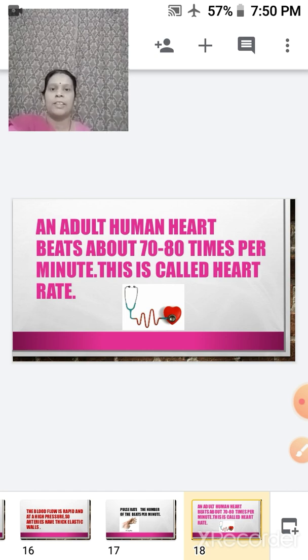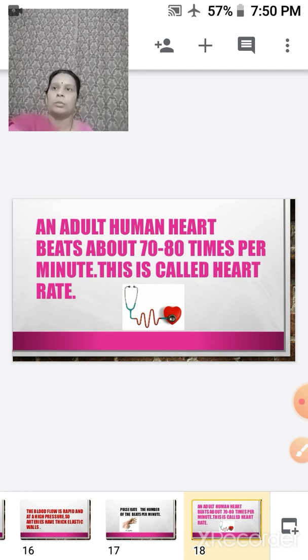Doctors use the stethoscope, with the help of which they are able to listen to the sound of your heartbeats. This device amplifies the sound and they are able to hear the sound. Okay, and this is how they take it in.